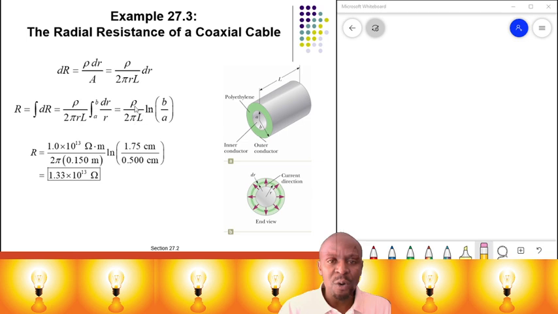And now you know all the constants, now you know all the symbols in your equation, then you can just plug in, and the resistance of that coaxial cable is just going to be 1.33 times 10 to the power 13 ohms.